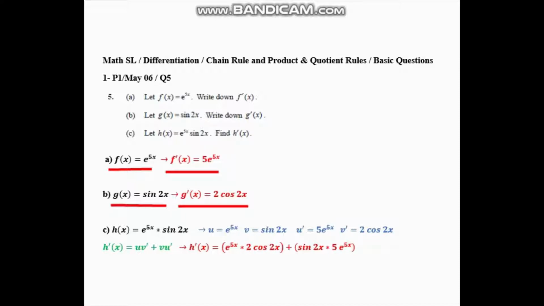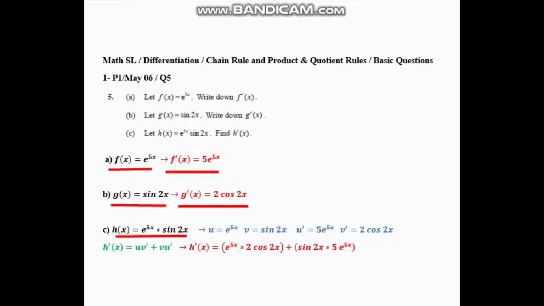Now, the purpose of this question, in the context of this video, is to tackle question number C, where we have h of x equals e to the power of 5x times sine 2x. Now, we have two different functions of x multiplied by each other. h of x is equal to f of x times g of x. So we are going to use the product rule.